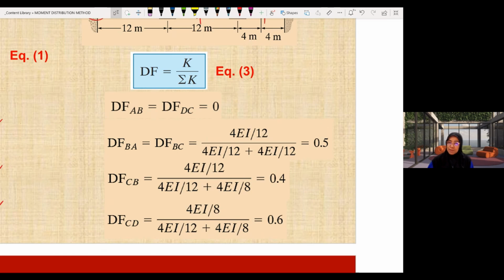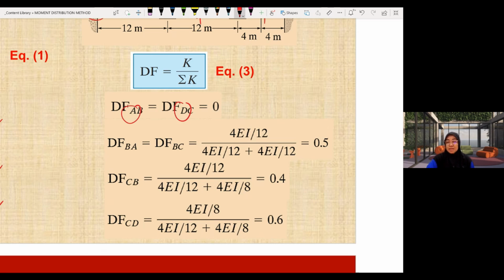So there are 6 DF. The 6 DF start from AB, BA, and then BC, CB, and then CD, DC. At A and at D, because A is the first point and D is the end point, there are 2 end points, A and D. A is fixed, D is also fixed.